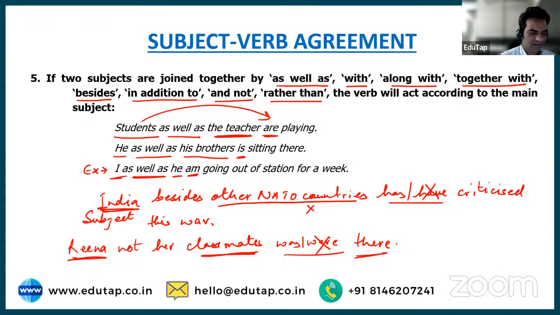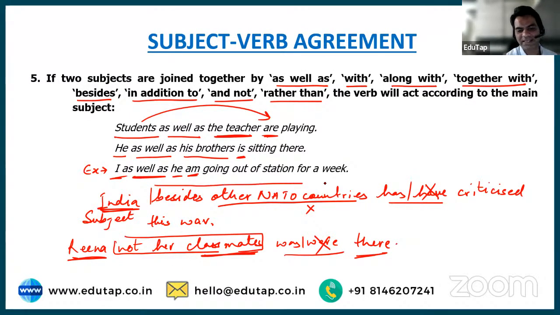Very good, Indu. Exactly. Not just emphasis on Reena, Sanket. This is more about finding out the subject. In this sentence, not her classmates is the object of the sentence. In the above examples, besides other NATO countries, this is the object of the sentence. The sentence should have been, India has criticized this war besides other NATO countries. In the next example, it should have been, Reena was there, not her classmates. But what he does is, he tries to confuse you by putting the object in front of the subject using a conjunction. And that is why we start counting them as subjects, right? So guys, make sure you do not make that mistake again.